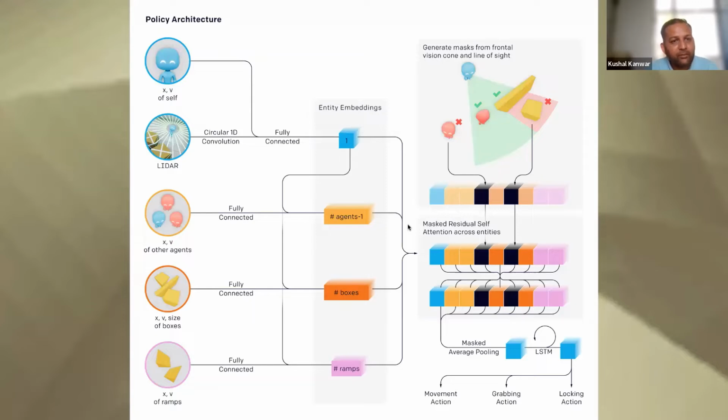Its name is LSTM, long short-term memory, and basically it is for the sequence to sequence model. Whenever we talk about reinforcement learning, the policy is a sequence of steps that we want to learn. That's why there is an LSTM, or a gated recurrent unit or a modification of LSTM. This is going to produce the behavior: what action the agent should do, whether the move action, the grabbing action, or the locking action. So this is how it is happening.